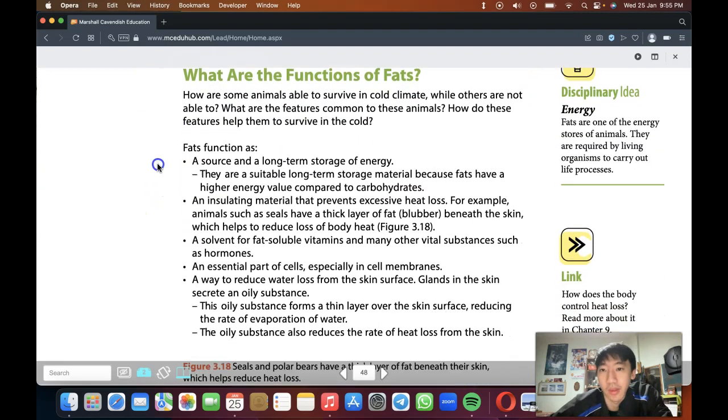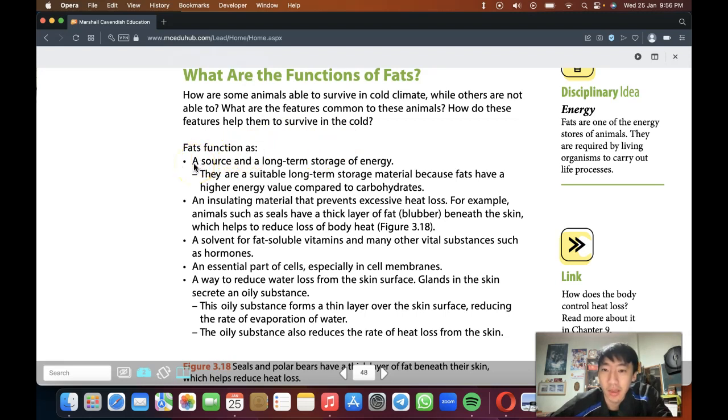What are the functions of fats? Recently in Singapore, it's been a bit cold, so that's why I'm wearing a jacket even though the aircon is not on. I just opened my window. It's very cold, and I'm very weak against cold because I don't have any fats. So how are some animals able to survive in cold climates while others are not able to? What are the features common to these animals? How do these features help them survive in the cold?